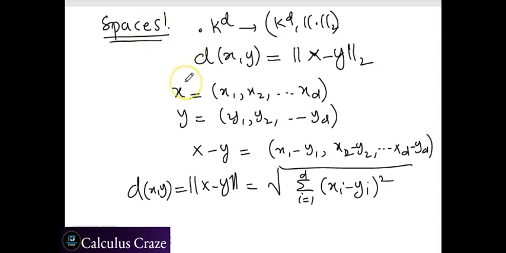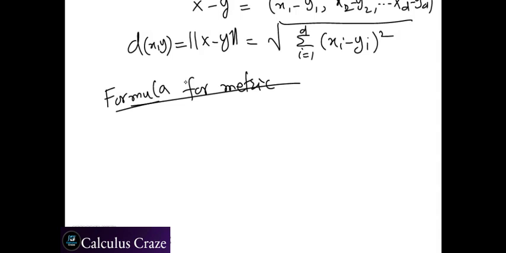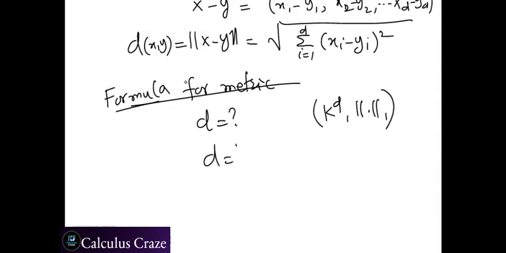On the same lines, you can write the formula for distance for the other norms. This is the homework for you guys. You have to see what the distance d is going to be for R^d with the one norm, and how you define d for R^d with the infinity norm. And finally, similarly, we can talk about C[a,b].